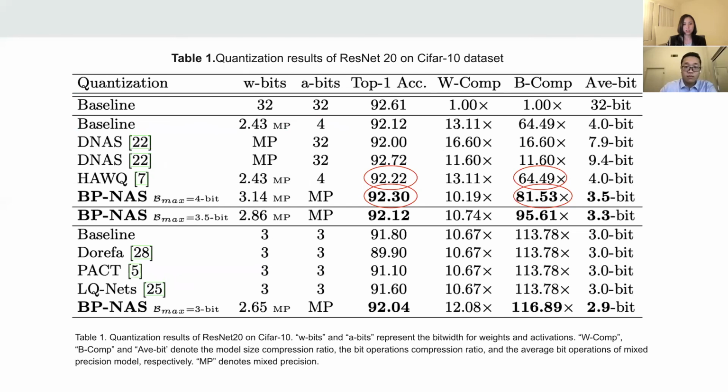The results are shown in this table. For example, compared to HAWQ, which achieved 92.22% accuracy with a 64.49 times compression ratio, BP-NAS gains 92.3% accuracy with a much higher compression ratio of up to 81.53 times. We can tell that overall, BP-NAS can reach higher accuracy. At the same time, it can maintain a higher compression ratio.